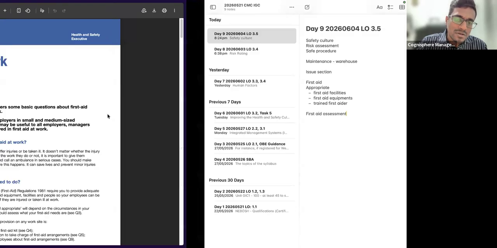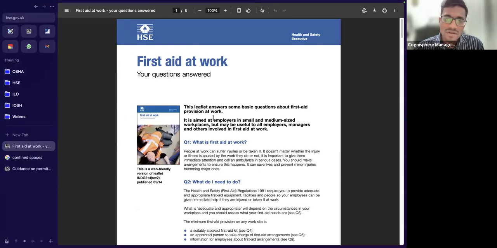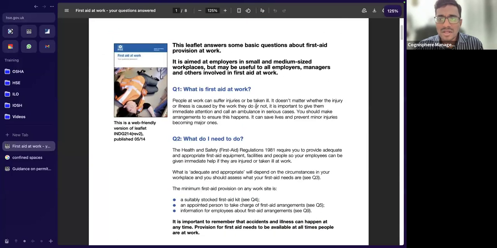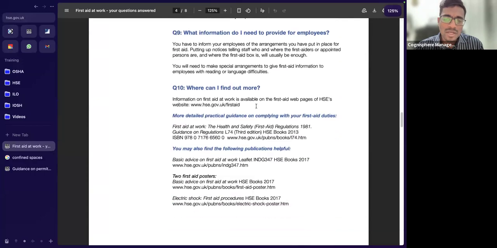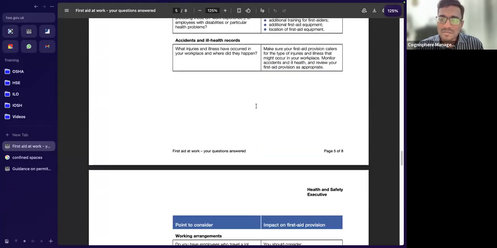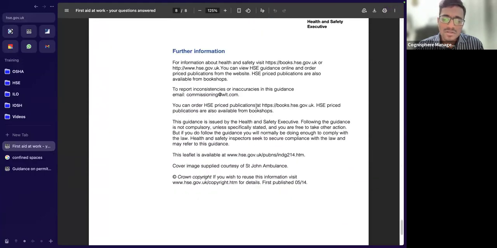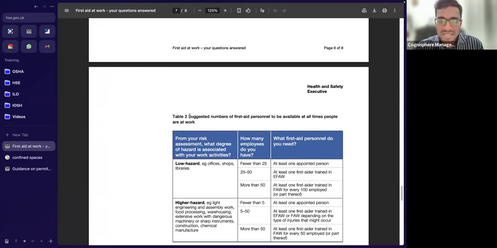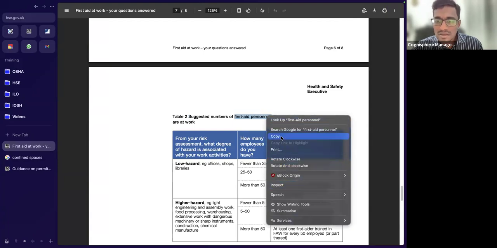So now let's go into this particular document on first aid at work. In this document, at the end, you will have a table which talks about the number of first aiders, the suggested number of first aid personnel. Now, this first aid personnel, again, there are three.